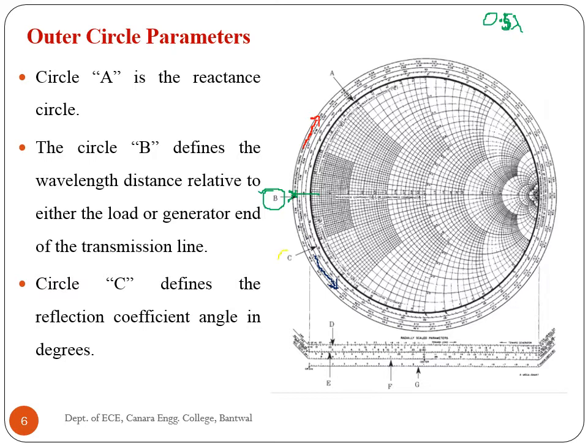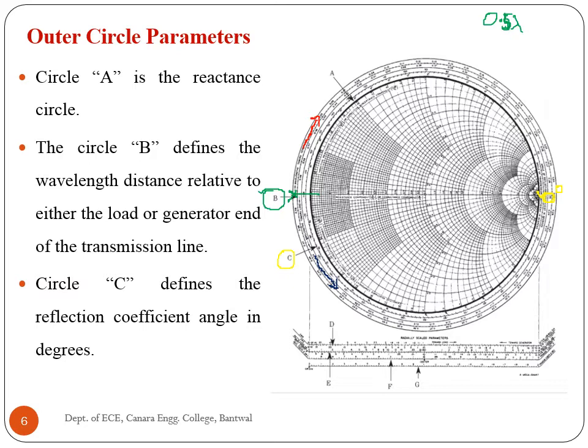Circle C defines the reflection coefficient angle in degrees. The scale starts at 0 degree on the right hand end of the pure resistance line, which corresponds to an infinite resistance, and it goes halfway around the circle to 180 degree at the 0 end of the pure resistance line.